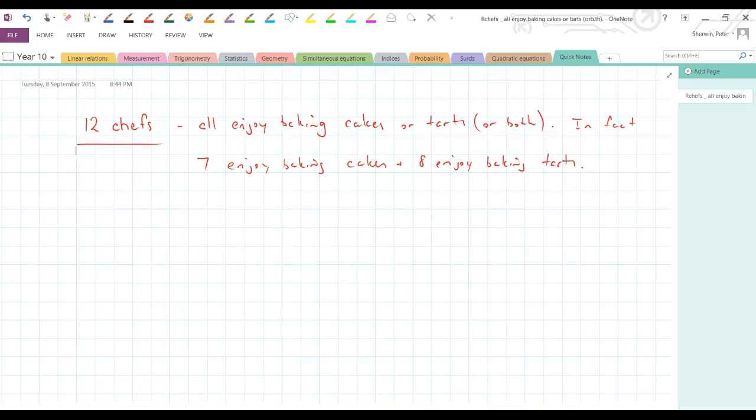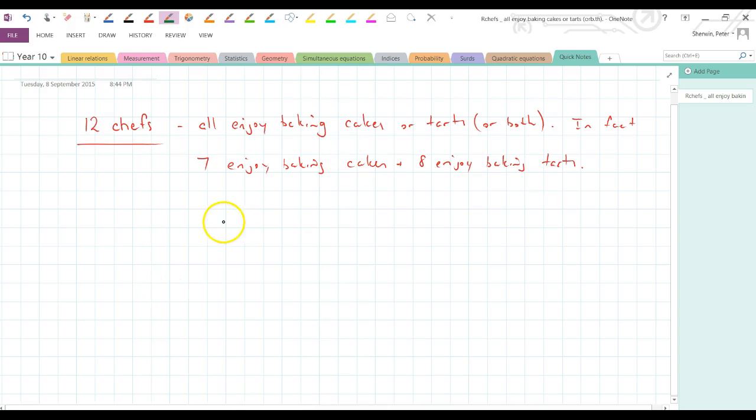Okay, I found an example using Venn diagrams, without giving away necessarily the intersecting region. It's straight out of the textbook, but here it is. There are 12 chefs, all of whom enjoy baking cakes or tarts or both. In fact, 7 enjoy baking cakes and 8 enjoy baking tarts.